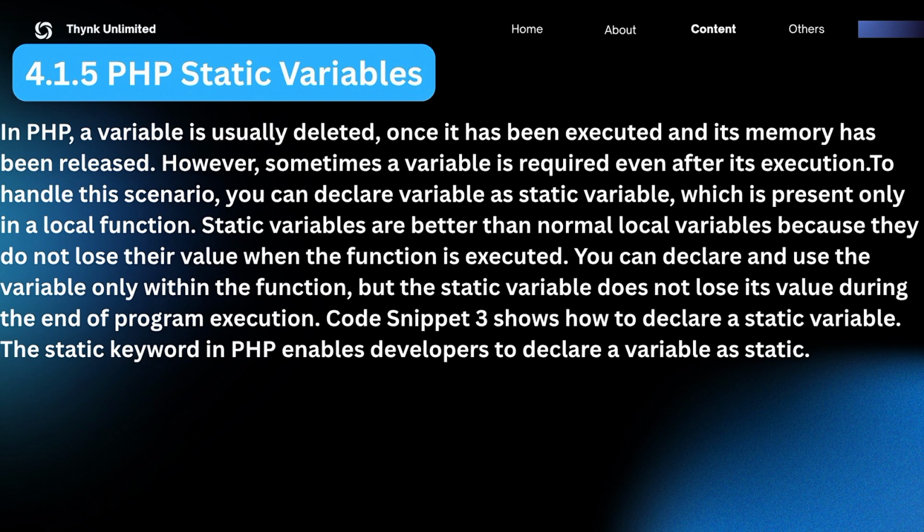A PHP static variable keeps its value between function calls while remaining invisible outside that function. It's ideal for counters, memoization, and lightweight state inside a function. Use it when you need persistence without the downsides of globals.